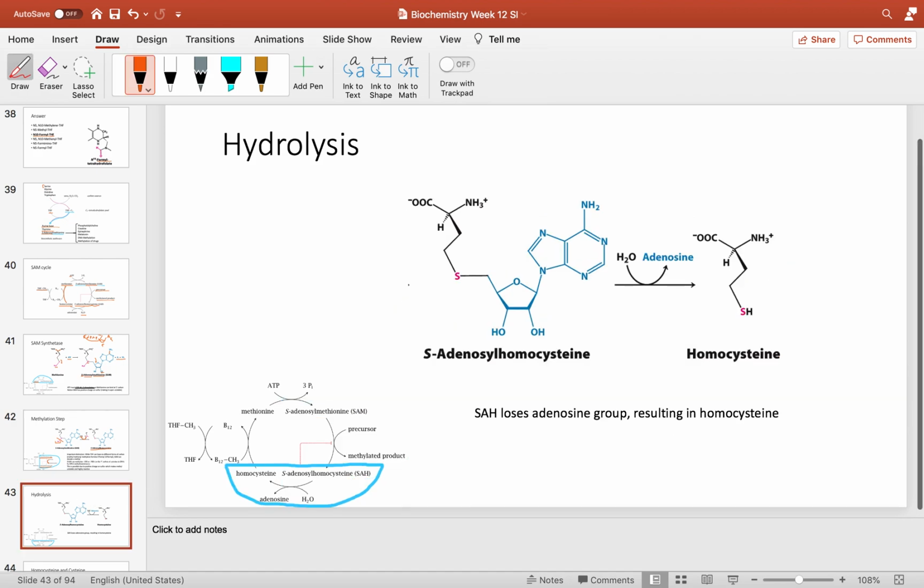Alright, so now, like I said before, S-adenosyl homocysteine, SAH, is very useless, so we'll just cleave off this adenosine group so it can be remade into ATP later. So we use H2O and hydrolyze it, and what we'll be left with is homocysteine, so we cleave it at this bond over here. So if you look at homocysteine, it's basically, methionine would look like this when you have an extra carbon attached to the sulfur. It's basically methionine without the carbon.